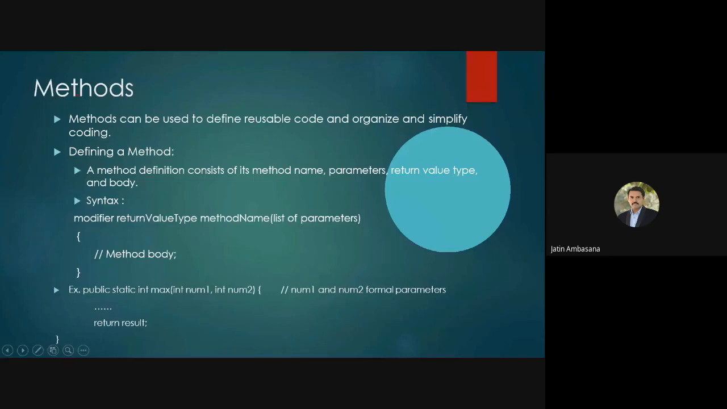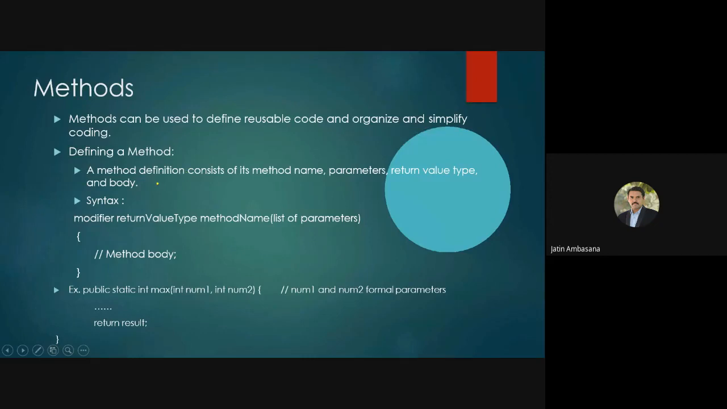So methods can be used to define reusable code. This is the best part. Java became popular because of this reusability facility. Methods are defined to make code reusable, and also to organize and simplify the coding part. That reusability will help you simplify the coding part.